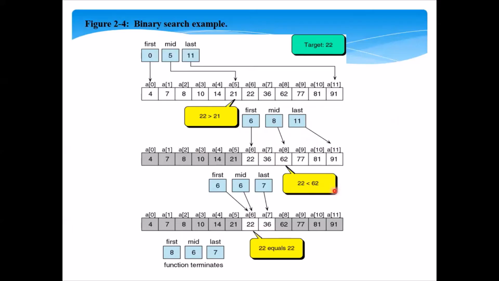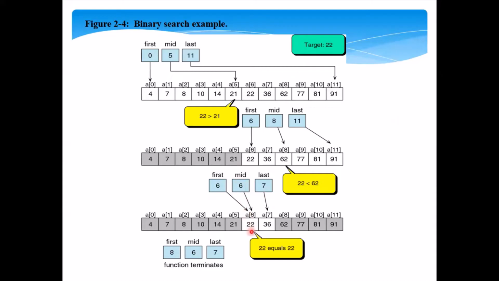Okay, so the third iteration will be here. In the third iteration, the first position is still 6. The last position has been changed to mid minus 1, which is 7. Then again, we test the condition: if the first position is less than the last position. If that is true, then get the mid. To get the mid again, you add 6 plus 7, which is 13, divided by 2. Again, get only the whole number part, which is 6.